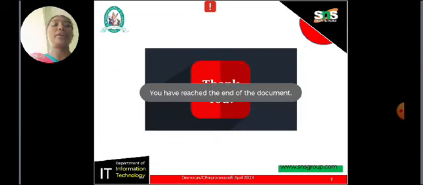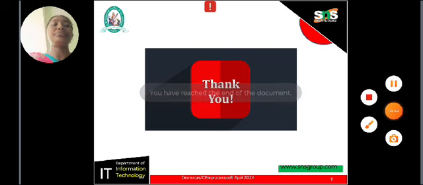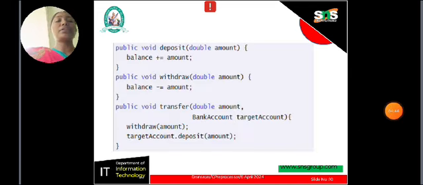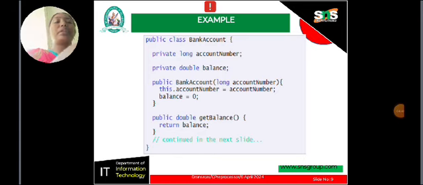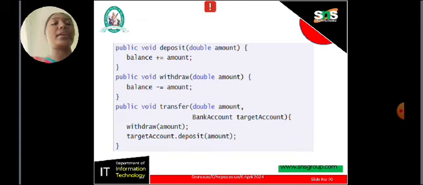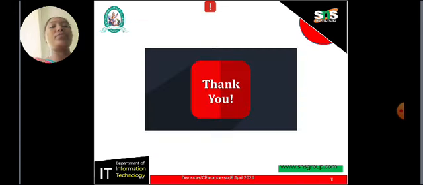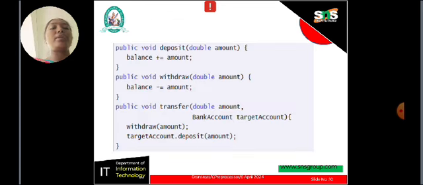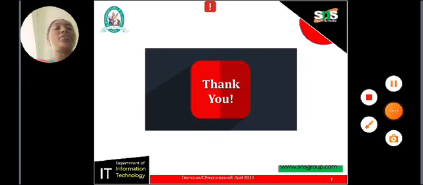Here it mainly focuses on the double balance, and the public account also uses the long account number. Public double getBalance is used to return the balance. Here we also use public void for withdraw, deposit and transfer, with the target account. These are the functions and attributes which we followed here to process.